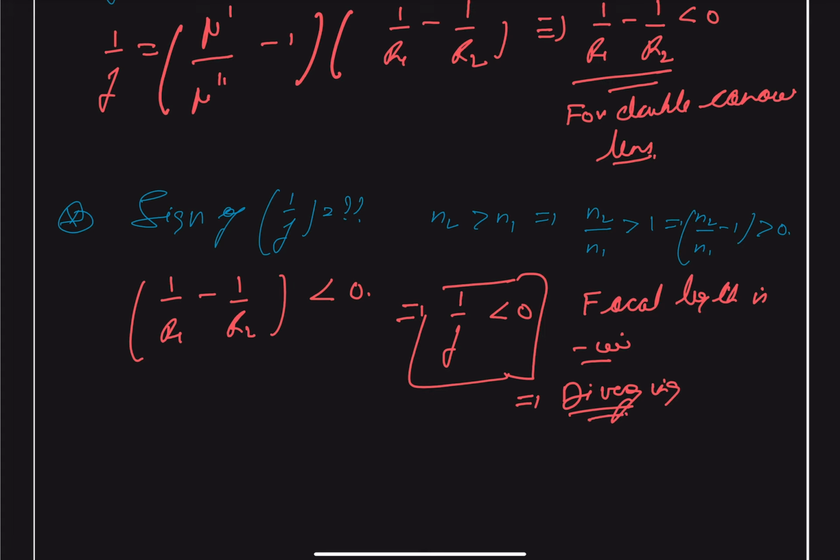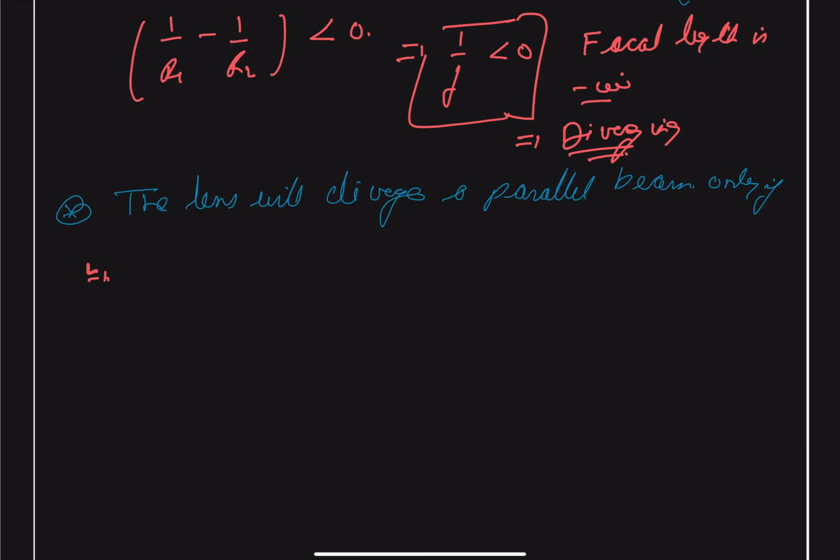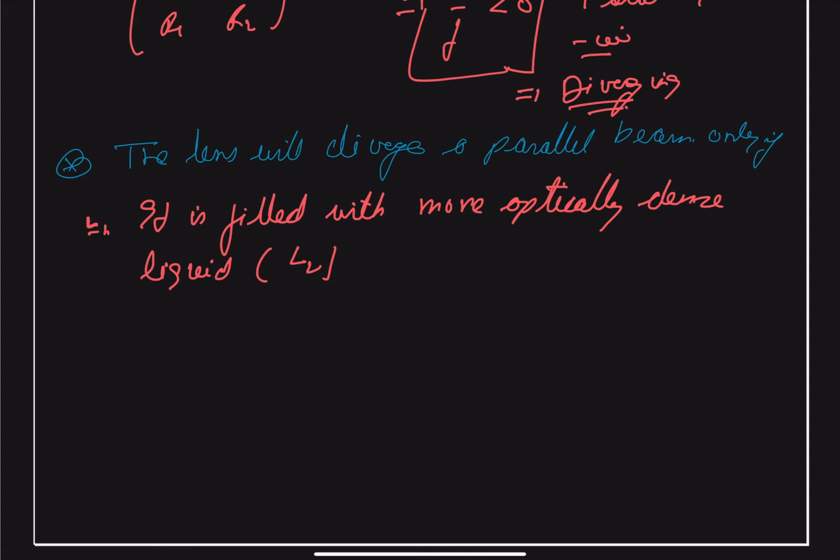So this is only possible that lens will diverge a parallel beam only if it is filled with more optically dense liquid, which is obviously our L2, and surrounded by less dense liquid, that is our L1.